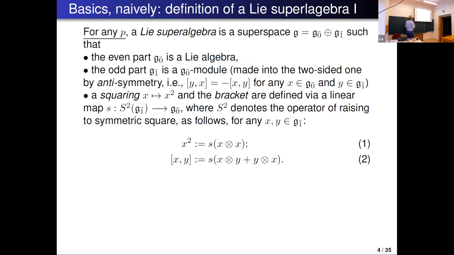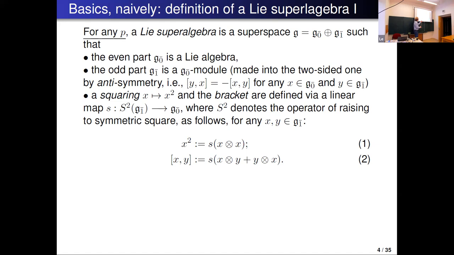Squaring comes from the following fact. If you have some odd element in your Lie superalgebra, for example in some matrix algebra, and take the bracket of this element with itself, then this commutator will be equal to 2x squared. If you take half of this commutator, we obtain the square of the element. This is why we call it squaring. It's some operation on our odd part, defined by a linear map that goes from the symmetric square of the odd part to the even part, and the bracket and squaring are defined in the following terms.